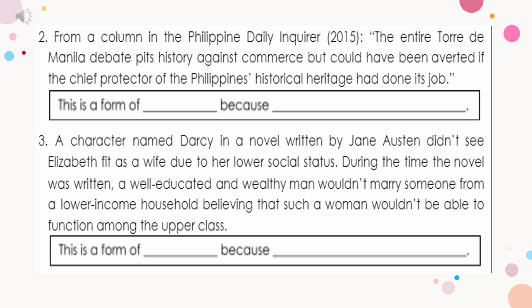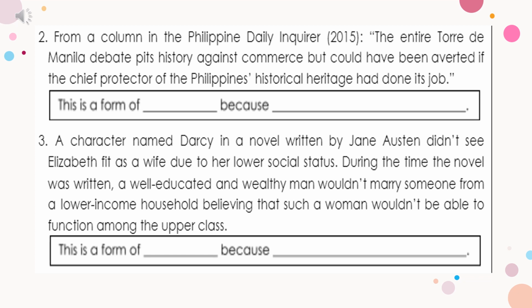Second situation, from a column in the Philippine Daily Inquirer, 2015: the entire Torre de Manila debate pits history against commerce but could have been averted if the chief protector of the Philippines' historical heritage had done its job. So it's a form of what? Bias or prejudice? This is a form of bias because you do not have the statement coming from the chief protector of the Philippines' historical heritage regarding what he had done about the issue on the erecting of the entire Torre de Manila. Okay? So it's a form of bias.